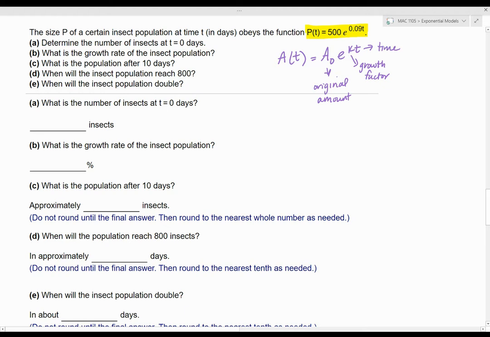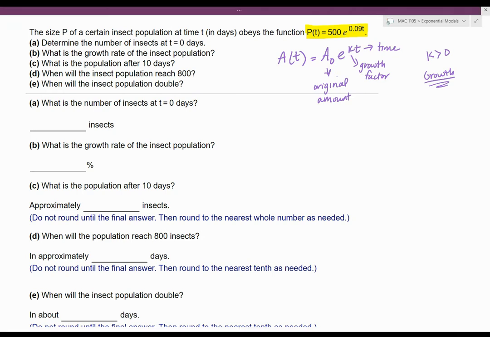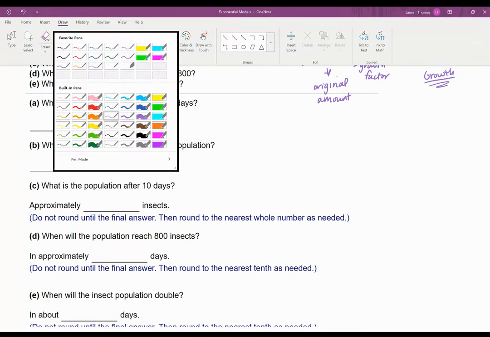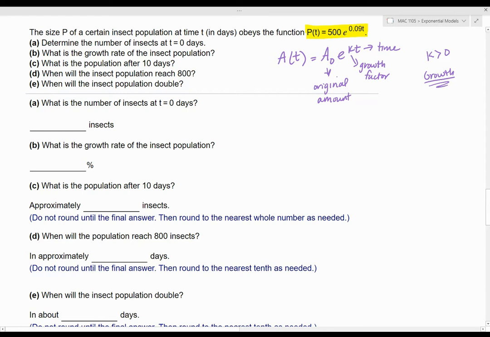The first thing we know is that this is a growth model, and we know that because k is greater than 0. A says, determine the number of insects at t equals 0 days. Well, at t equals 0 days, that would be at the present time, so that would be our original amount. Looking at this function, our original amount is 500. It's sitting in the A naught position, which tells us the original amount. So we have 500 insects when time equals 0 days.